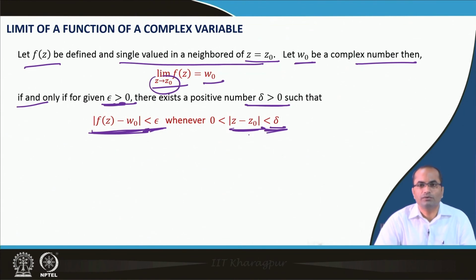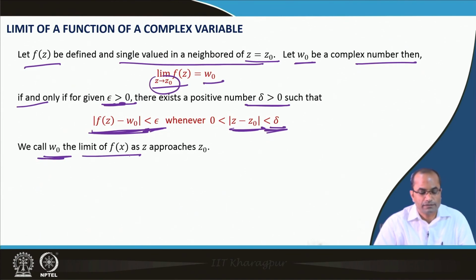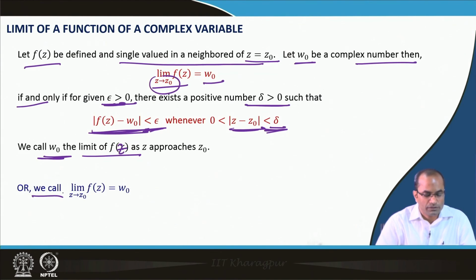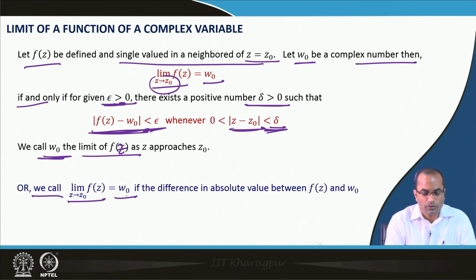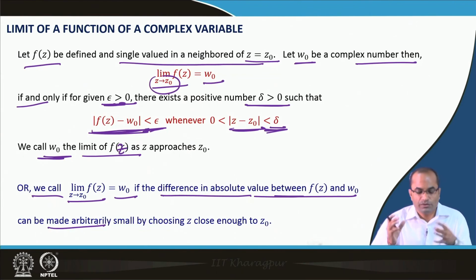This is exactly what we consider as the limit in real analysis. There is no difference, and we call this w naught the limit of f(z) when z approaches z naught. Or, in more simple words, the limit of f(z) as z approaches z naught is w naught if the difference in absolute value of f(z) and w naught can be made arbitrarily small by choosing z close to z naught.